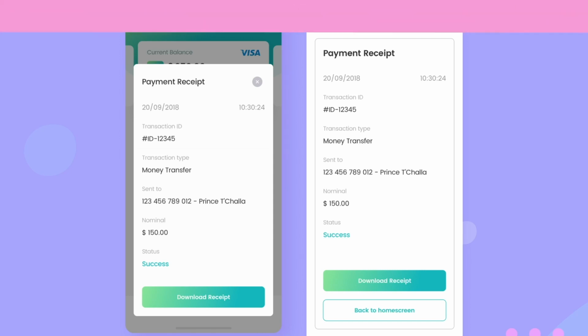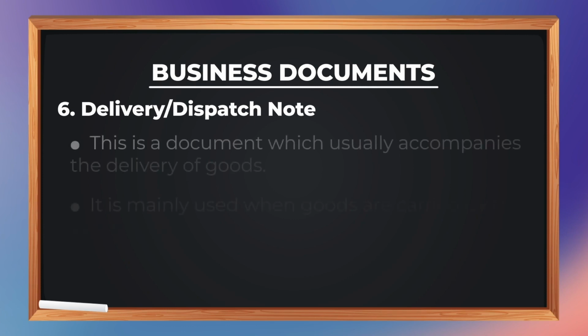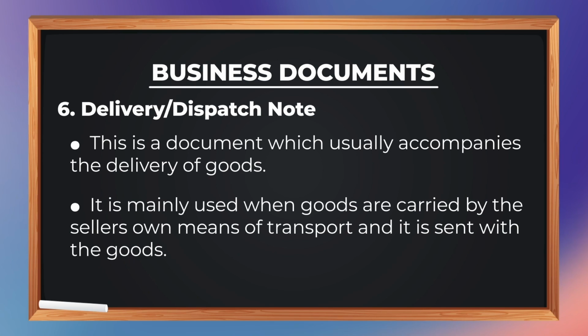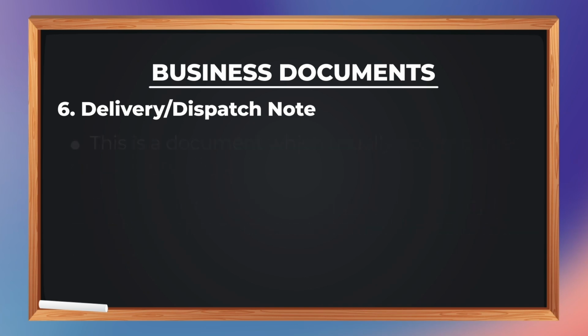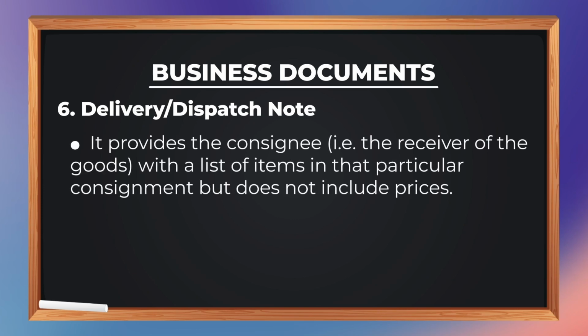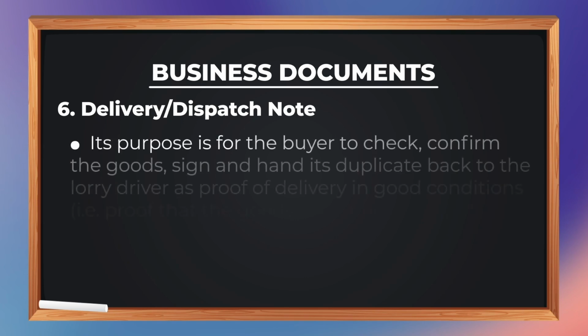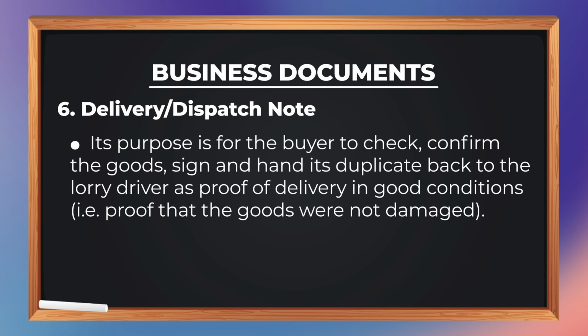Another business document is a delivery or dispatch note. A delivery note is a note that is used to send goods from the seller to the buyer using the seller's own means of transportation. A delivery note consists of the particulars of the goods, that is, details about the goods and their quantities, but it does not include the prices of those goods. It is used to ensure that the right goods and the right amount of goods are sent to the buyer and that they were in good condition.